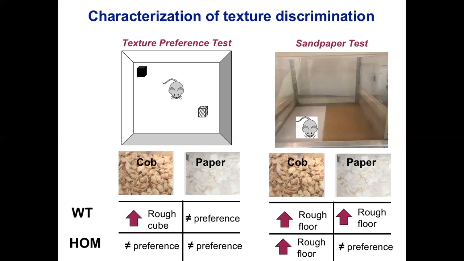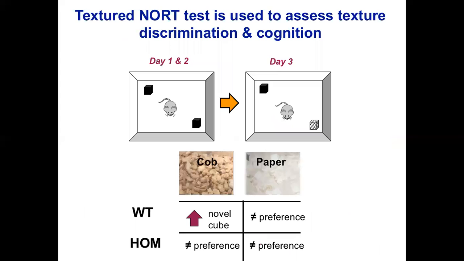Since we know that CAMK2 alpha plays a critical role in learning and memory, we're interested in understanding how memory may play a role in the ability of our mice to discriminate different textures. So we performed a modified version of the novel object recognition test in which mice were trained for 2 days with 2 cubes of a similar texture. On the third day, one of the cubes was replaced by a novel texture object. It is expected that if mice remember and are able to discriminate, they will spend more time with the novel textured cube.